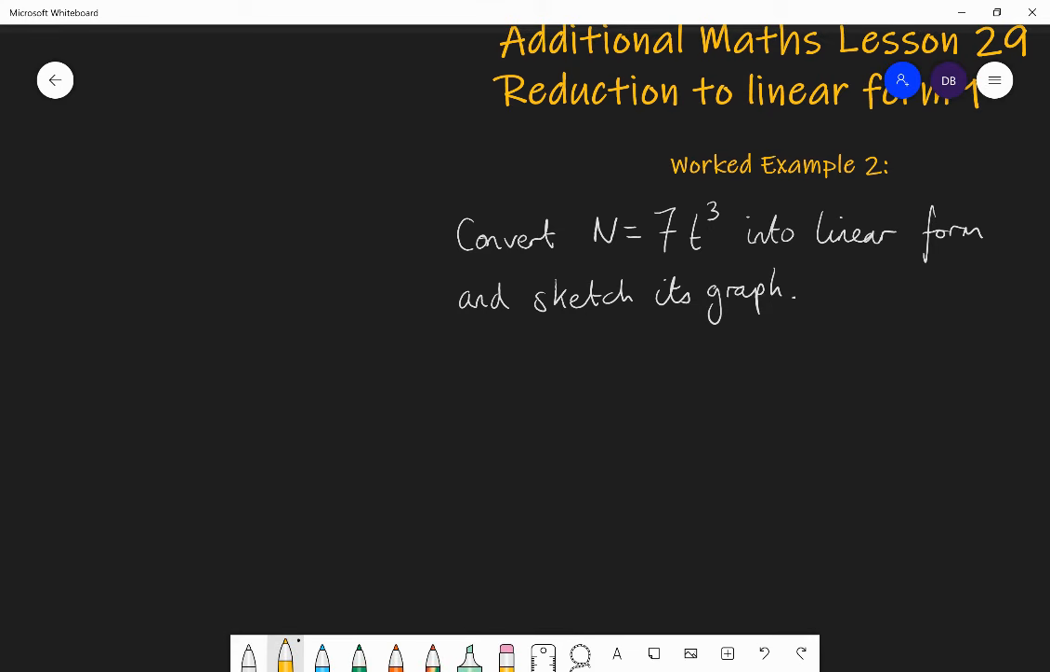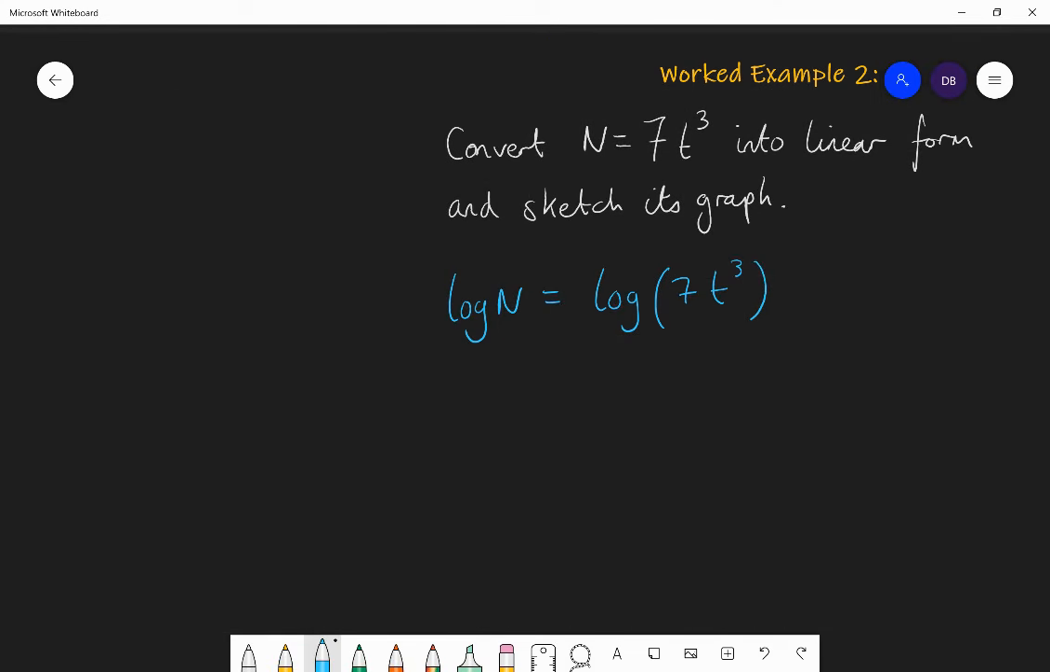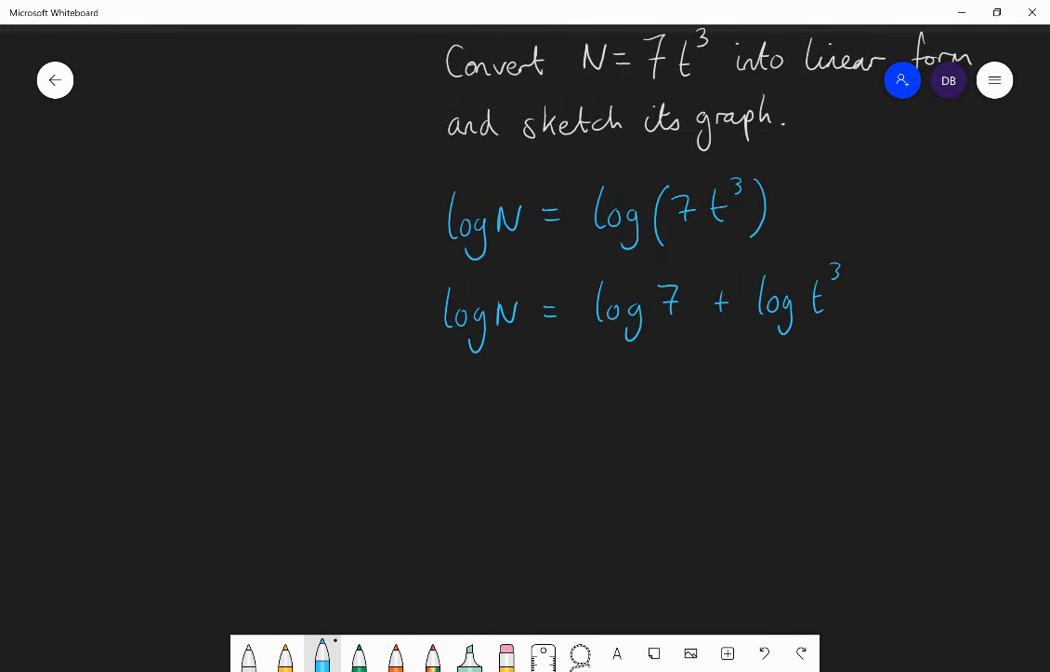So we use the same process for this. We firstly take logs of both sides. So we get log n equals log of 7t cubed. We use the first log law and we rewrite the log of 7t cubed as log of 7 plus log of t cubed. Then we rewrite the log of t cubed using the third log law. So log n equals log 7 plus 3 lots of log t.